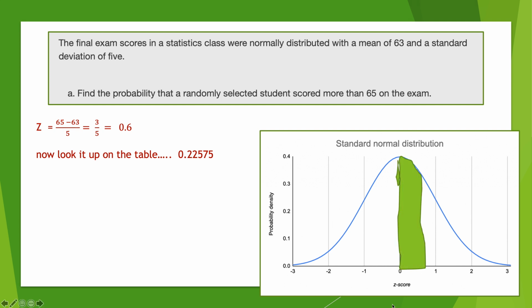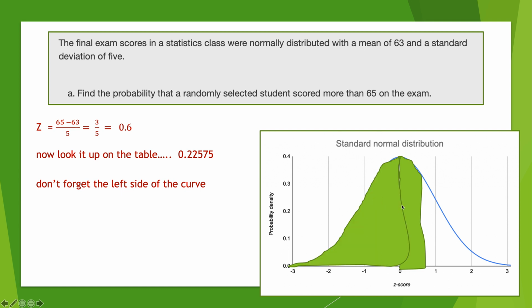Here's my graph. Here is 0.6. I shaded the green area, which is 0.22575 for just the green area. But don't forget the left side of the curve. I shade that all in, and that's another 0.5. So altogether, I get 0.5 plus 0.22575, and I get 0.72575. Once again, I apologize for that careless mistake with the 3/5. It should be redone as a student who scored more than 66 on the exam.